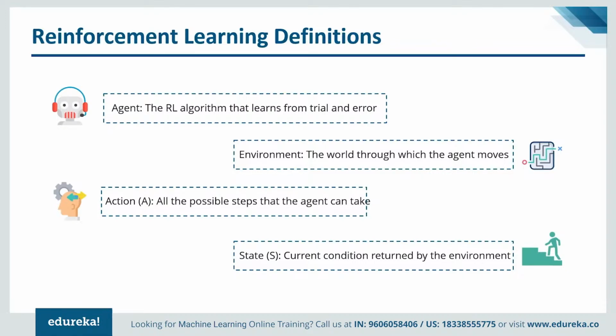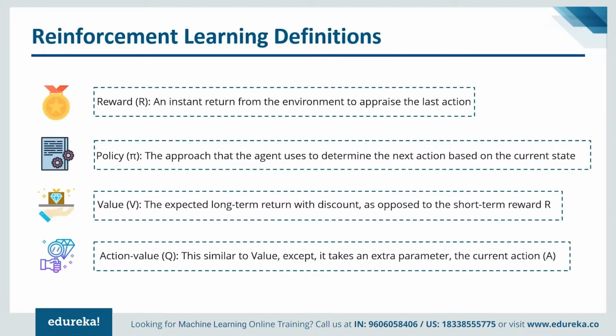Now the environment is the whole Counter-Strike game. It's basically the world through which the agent moves. The environment takes the agent's current state and action as input, and it returns the agent's reward and its next state as output. Next we have action. All the possible steps that an agent can take are called actions. Like I said, it can be moving right, left, or shooting. Then we have state. State is basically the current condition returned by the environment. Whichever state you are in, state 1 or state 2, that represents your current condition.